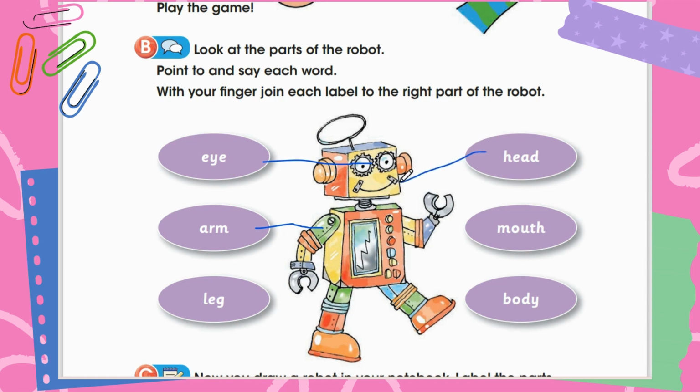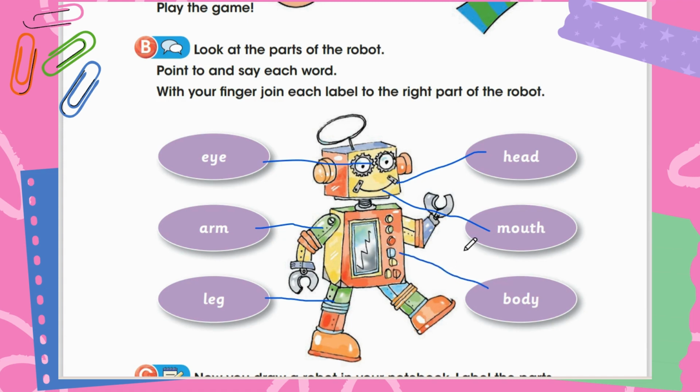Okay, so this whole part is the head of the robot, which consists of eyes, mouth, and ear. So this is the head of the robot. Where is the mouth of the robot? Correct. This is the mouth of the robot. And where is the leg? Yes, this is the leg of the robot, and this is the whole body of the robot.